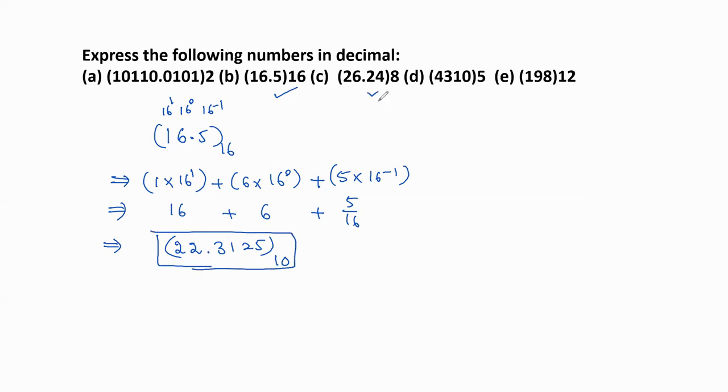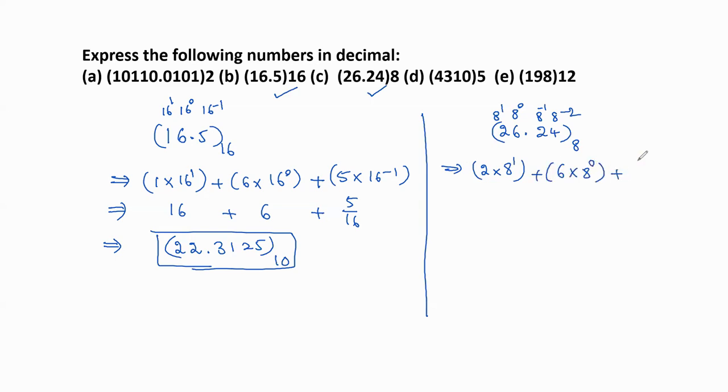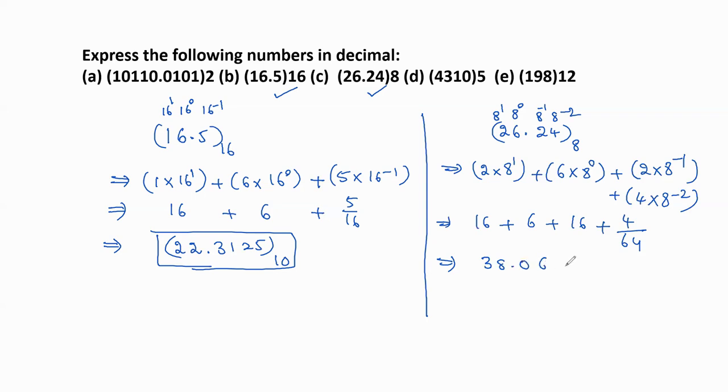In the same way, for the third part, let us solve here. Let us rewrite the given number 26.24 with base 8. Apply 8 power 0, 8 power 1, and for the fractional part 8 power minus 1, 8 power minus 2. 2 into 8 power 1 plus 6 into 8 power 0 plus 2 by 8 plus 4 by 64, which implies 16 plus 6 plus 2 by 8 plus 4 by 64. The answer should be 38.0625 with the base 10. This is our answer for the C part.